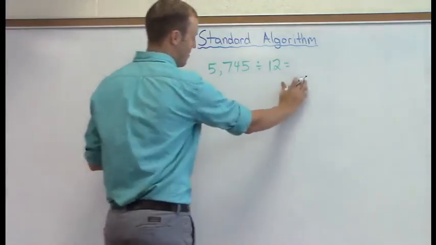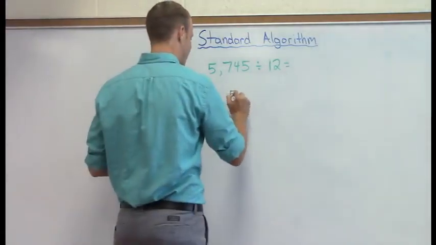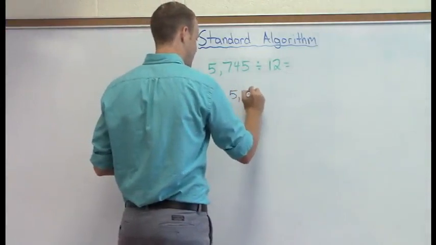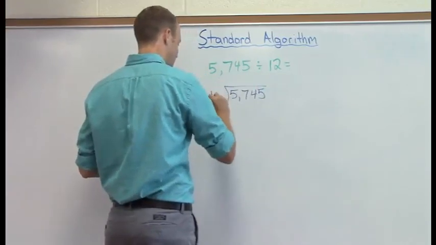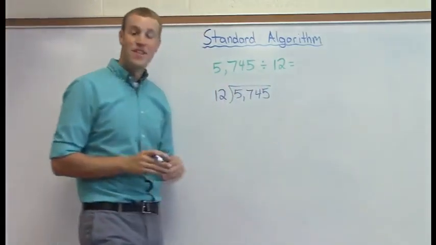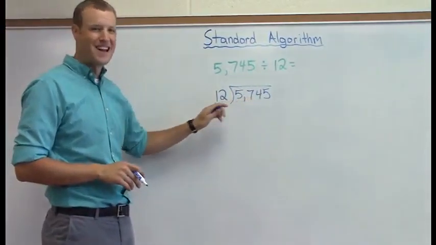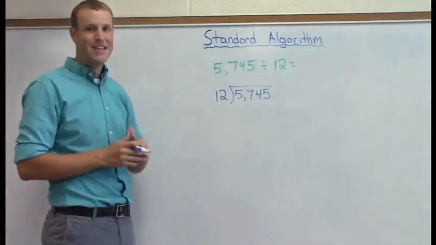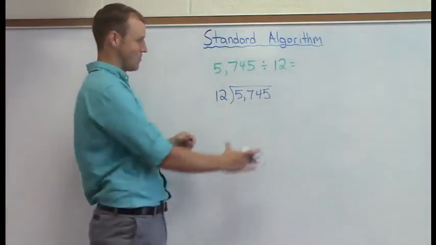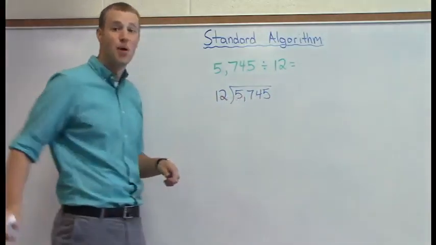So I have our problem written horizontally. I'm going to start by rewriting the problem. 5,745 divided by 12. Now, it's important that you say the problem correctly. When students see a problem like this, a lot of times they say 12 divided by 5,745. That's not the appropriate way to say this. We're taking 5,745 and we're dividing it into 12 parts.